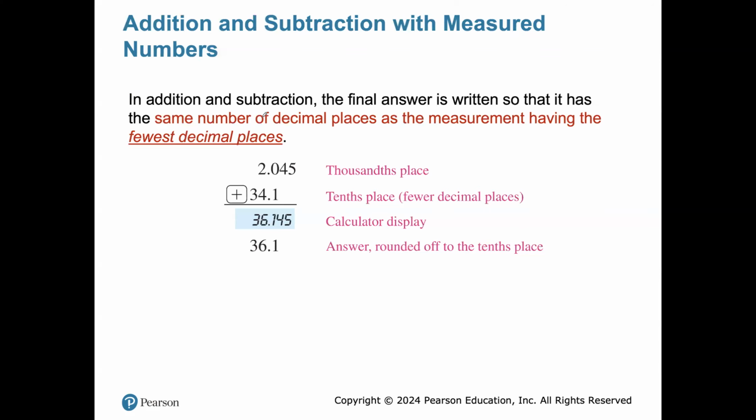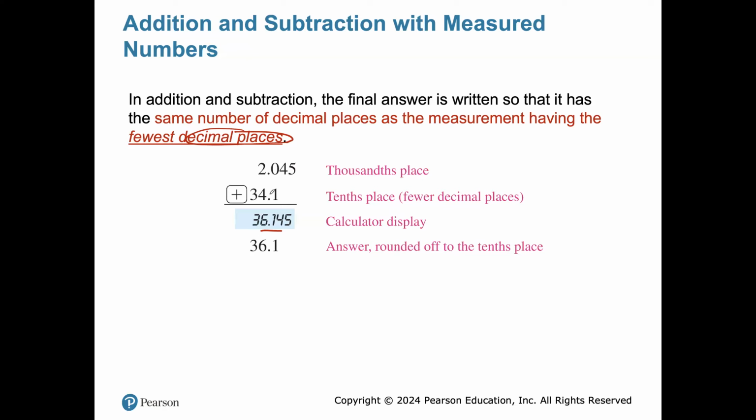Now, in addition and subtraction, the final answer is written so that it has the same number of decimal places as the measurement with the fewest decimal places. So in addition and subtraction, we're looking at decimal places, not significant figures anymore, right? So if we have 2.045 plus 34.1, based on your calculator, it will show as 36.145. Okay, now your final answer should have the fewest decimal places.